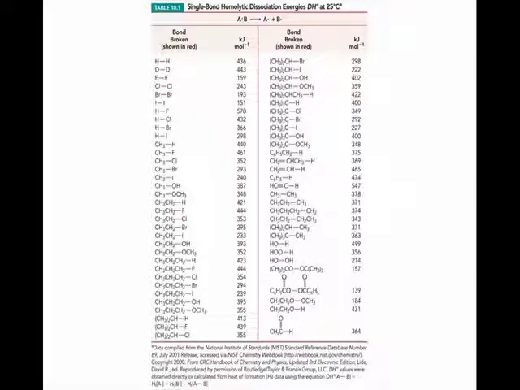This is a list of bond dissociation enthalpies in your book. Will you need to memorize all of these for the exam? No, not really. I'm not going to expect you to memorize all this stuff, but I am going to expect you to know some rough things. I always expect you to know roughly where things are. Looking at that table, what can you roughly tell me?